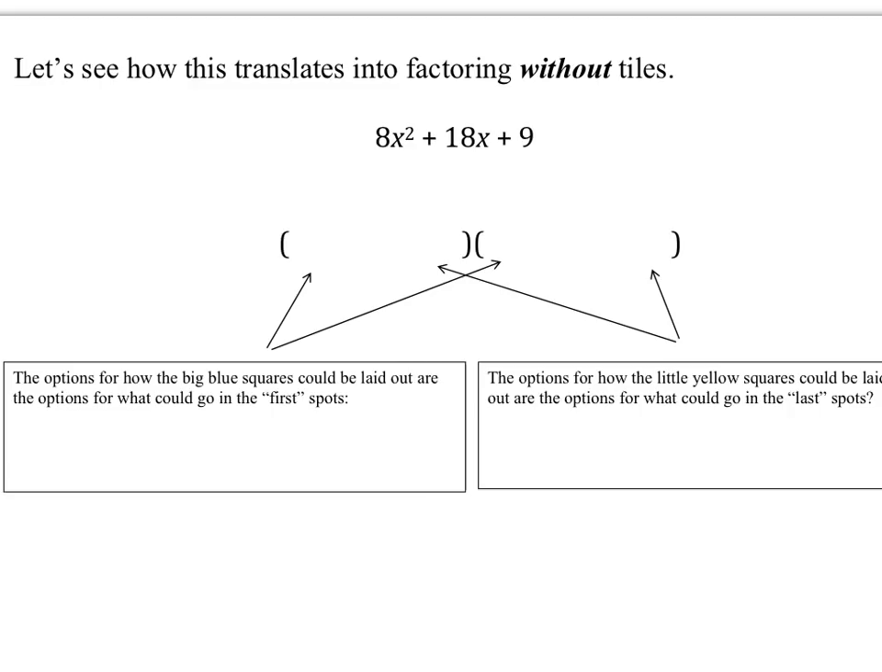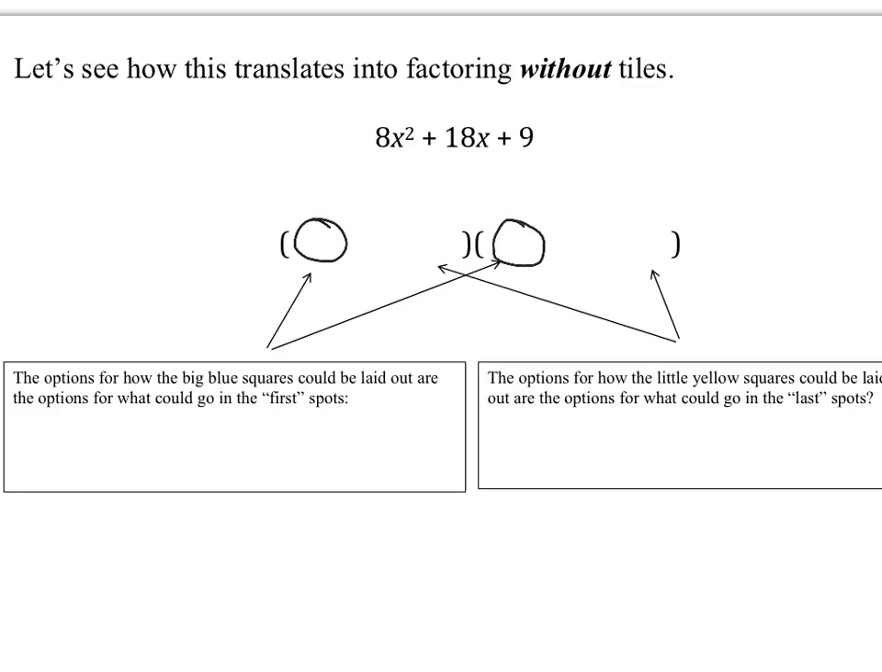So now, how does this translate into factoring without tiles? Well, think about if I have this polynomial here and I am trying to factor. Think about what is going to be going in these first spots right here. I'm going to go ahead and put circles there. So like, what could I put here and here?